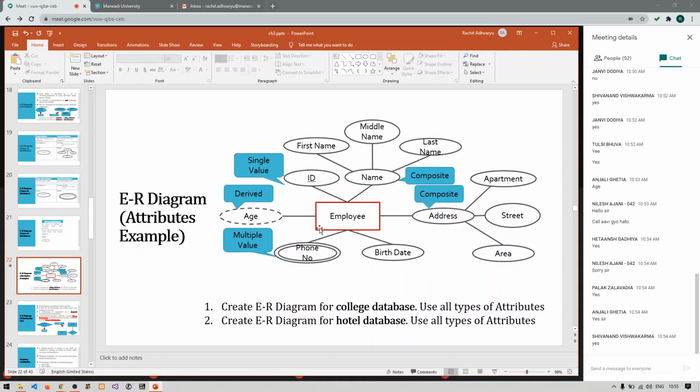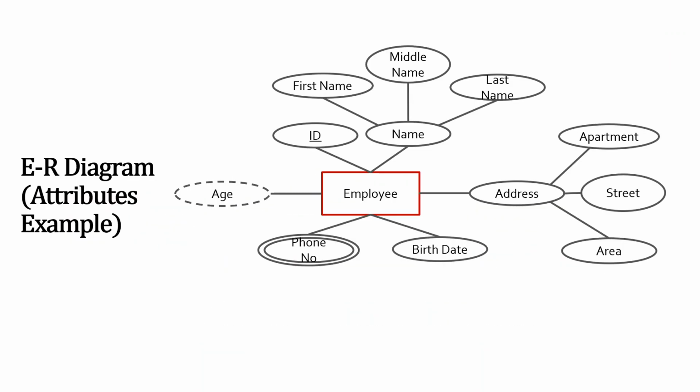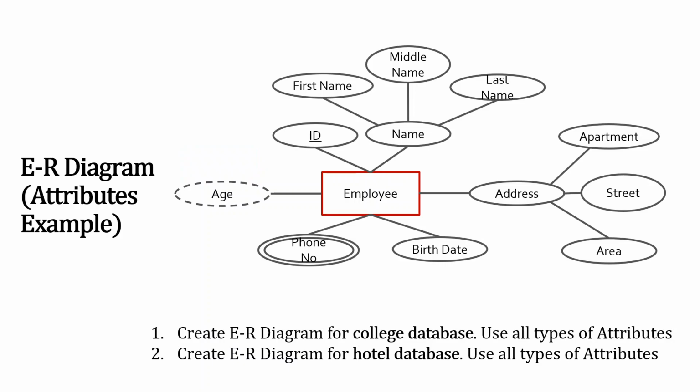What you will do is you have to create this type of diagram. You have to create such a diagram for a hotel management database as well as the college database. But before that, let's see the example. You can see ID is a simple attribute. Name and address are the composite attributes. Then ID is again single valued and phone number is multi-valued and age is the derived attribute. So these are the types of attributes.